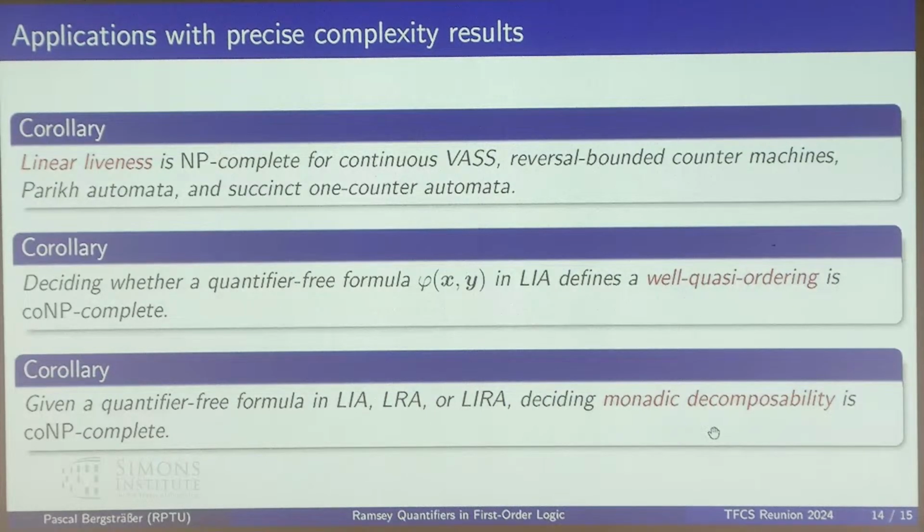The connection to the Ramsey quantifier is maybe not so apparent at the beginning, but this problem can be reduced to a check of finite index of an equivalence relation. A formula is monadically decomposable if and only if certain equivalence relations have finite index. And we can check finite index of an equivalence relation by taking the complement of the equivalence relation and then checking for an infinite clique. So here we get co-NP.